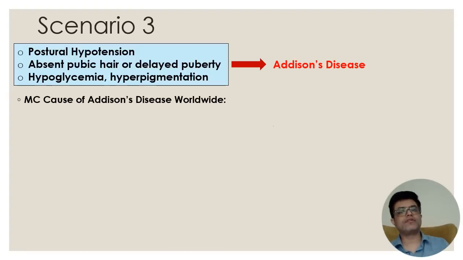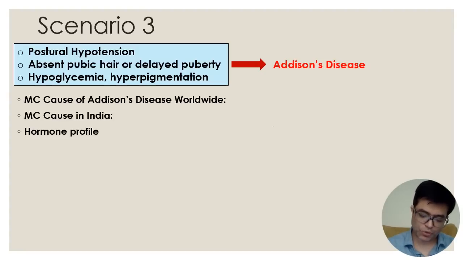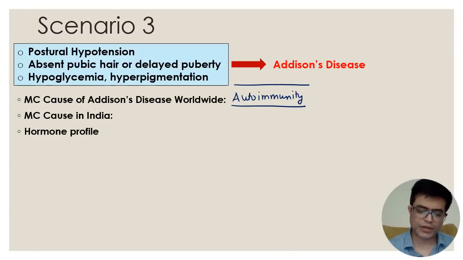The most common cause of Addison disease worldwide is autoimmune causes. So it is mostly caused by autoimmunity. This autoimmunity can be isolated or it can be a part of a syndrome. For example, there are syndromes called polyglandular syndromes where it can be an association. Then if they ask you most common cause of Addison disease in India, it is mostly caused by tuberculosis.